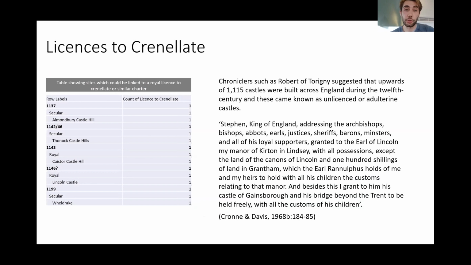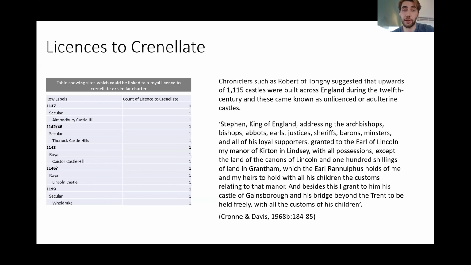If we move on to licenses to crenellate, which is another key argument that historians have thrown at the period, that the period was defined by unlicensed adulterine castles, which were built without authority from the crown. Traditional scholarship has agreed that the evils of the anarchy were due primarily to the unrestricted building of castles, and that's a quote written only 20 years ago by one of the main castle studies academics today. It's thought that with the lands and titles they gained, and the earldoms we've just seen, they exercised their power on a level that was unparalleled.